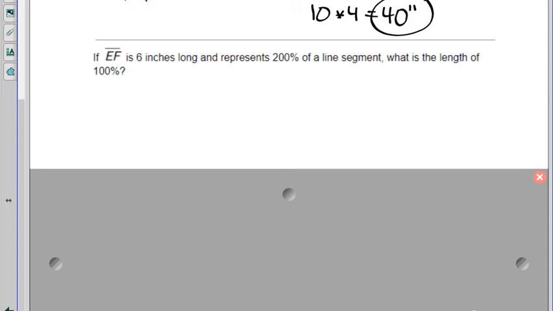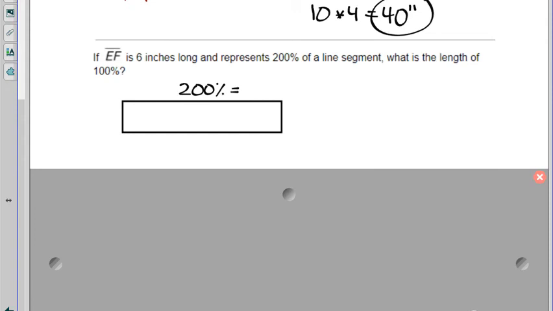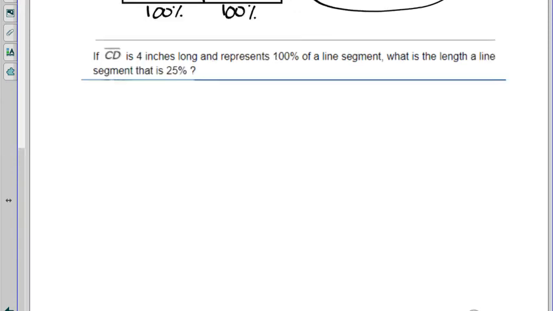All right, here's another one. Line segment EF is 6 inches long. That represents 200% of a segment. Well, this is 200%, and it's also 6 inches. Well, 100% is half that, right? Because two 100%s make up 200%. And so each of those has to be 3 inches, right? 3 plus 3 is 6. So 100% is 3 inches.